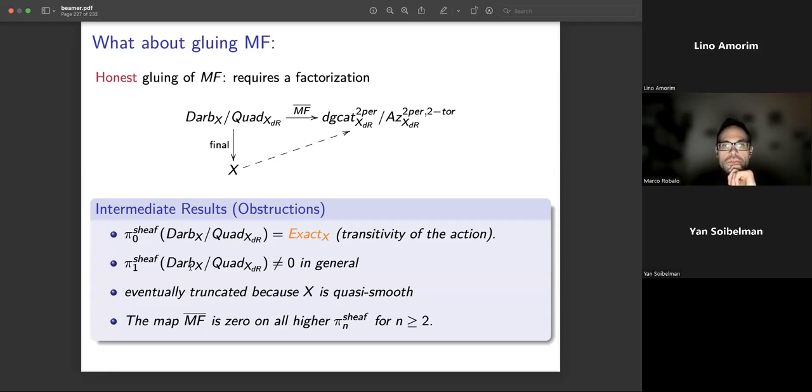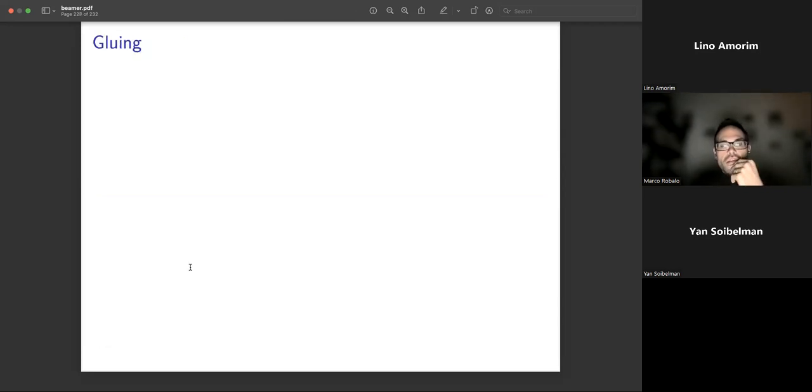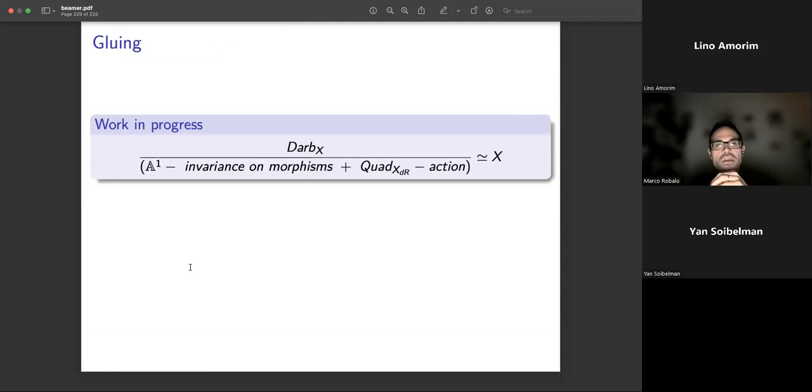So this is the intermediate result we have so far, and the idea we're writing down explains what I was telling you before: if you go a bit further, not just quotient by the action of quadratic bundles, but you impose A1 invariance on morphisms, on automorphisms, meaning that you ask for any two automorphisms under a certain condition to be related by a family interpolating between the two, then what you get in this quotient is exactly X. So in a way, it gives a universal property for what Joyce does.